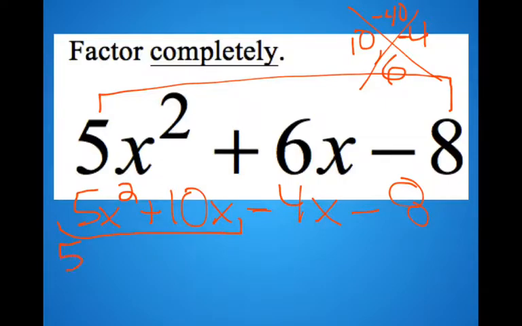Now we're going to take out the GCF out of the first 2 terms, which is 5x. It's going to leave us with x plus 2. And then the last 2 terms, they have a negative 4 in common, and that's going to leave us with an x plus 2 as well. And so then we can take out the x plus 2 and then see what's left. So that would leave us with 5x minus 4 as a final answer, factored.